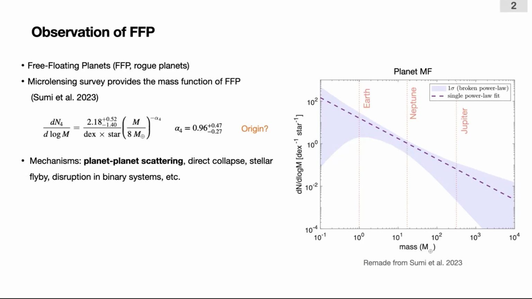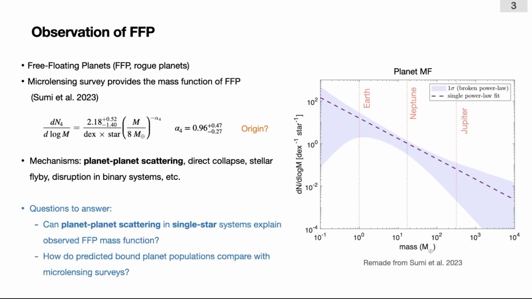And there have been many mechanisms proposed to explain the formation of free-floating planets. I've listed a few here, but I believe I haven't covered all of the mechanisms that were discussed in this conference due to limited space. So in this work, we focus on planet-planet scattering in single-star systems.